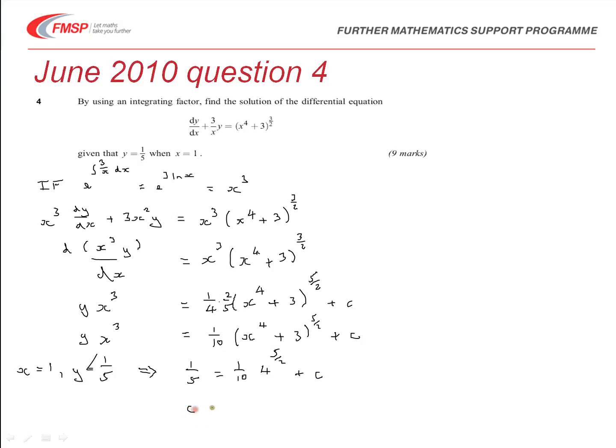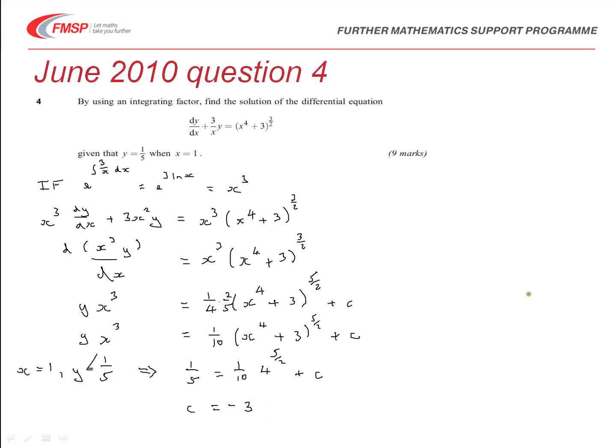So this will tell us the value of c, because 4 to the power of a half would be the square root of 4, which is 2, and 2 to the power of 5 is 32. So 32/10 is the same as 16/5, and when I take that across to the other side, I've got a fifth minus 16/5, which is minus 15/5, which gives us c as being -3.